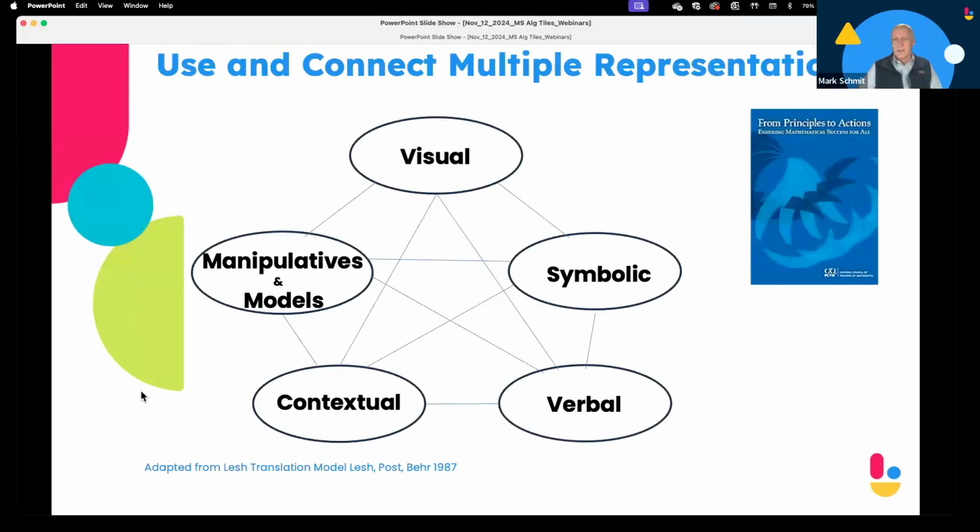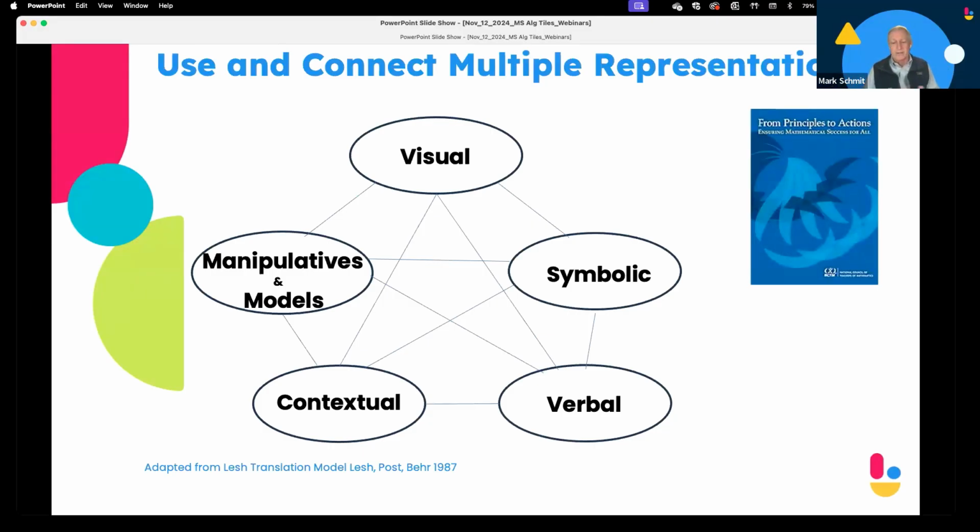Now, I don't know if any of you have read this book, Principles to Actions from NCTM. I think it was published in 2014. They're now celebrating the 10-year anniversary. I think it's one of the better books published by NCTM. If you've read it, maybe post in the chat that you've read it and how you liked it. I think it's one of the better publications they have.